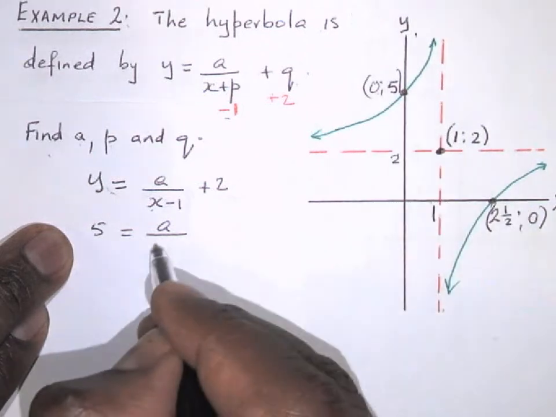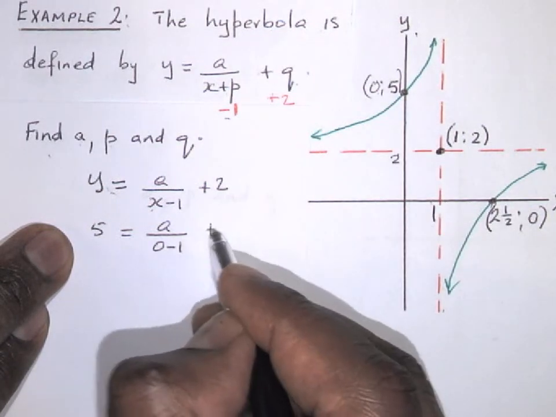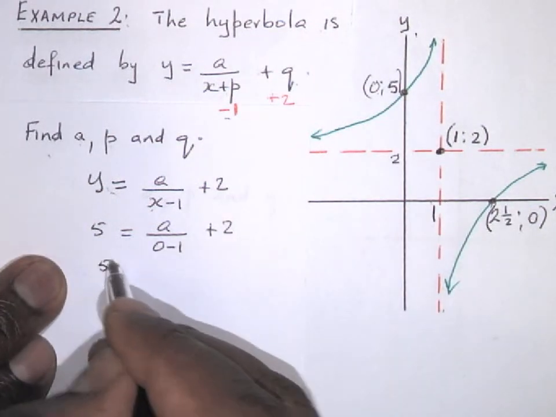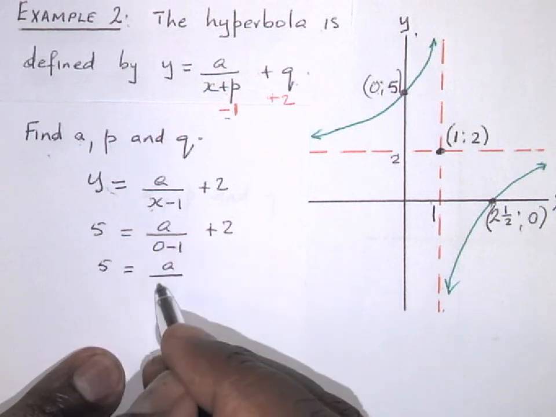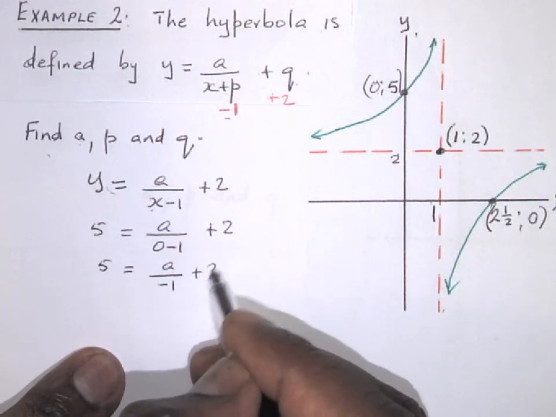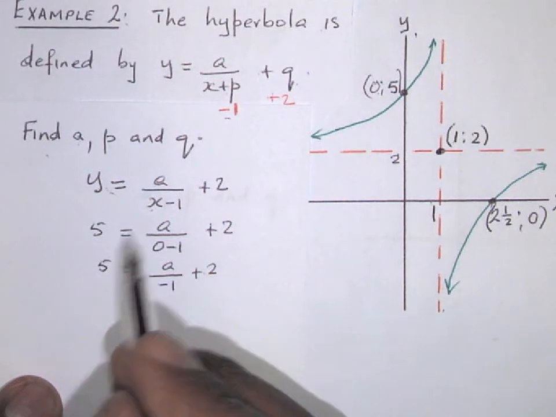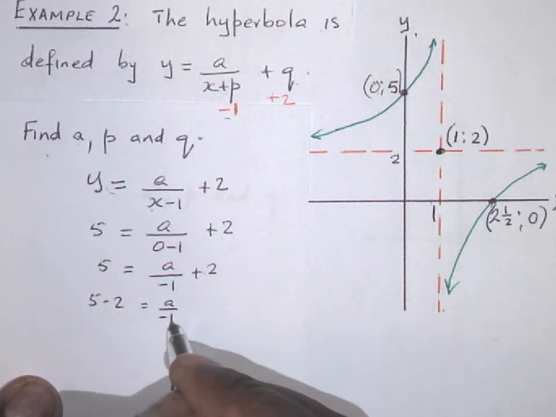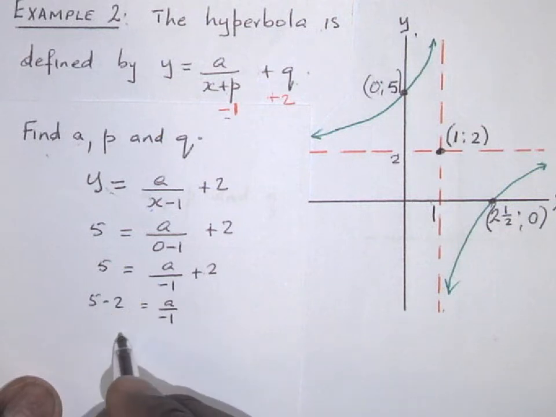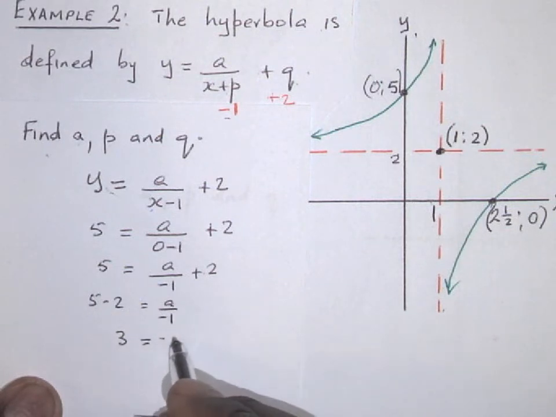X, we set is 0 minus 1, then plus 2. So 5 is equal to a over 0 minus 1, which is minus 1, so plus 2. So I can take the 2 across, so I'll get 5 minus 2 is equal to a over minus 1. 5 minus 2 is 3, which is equal to a over minus 1, which is minus a.